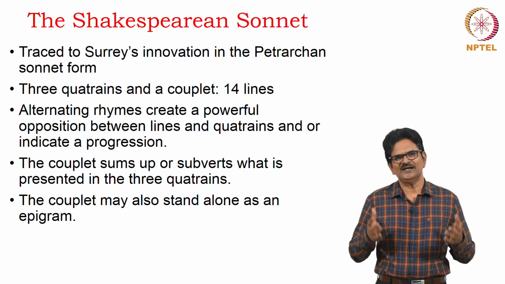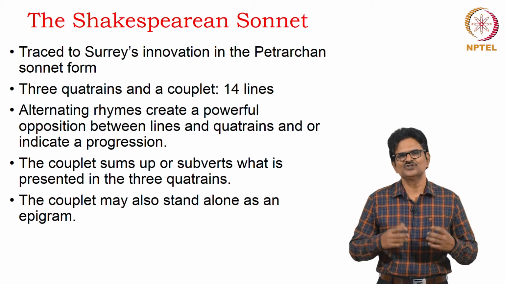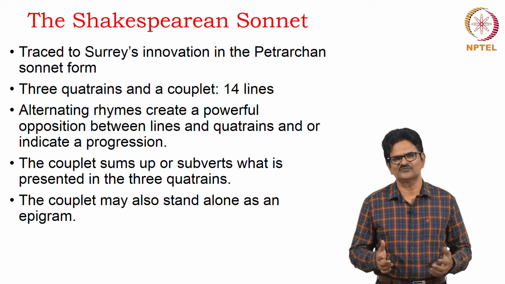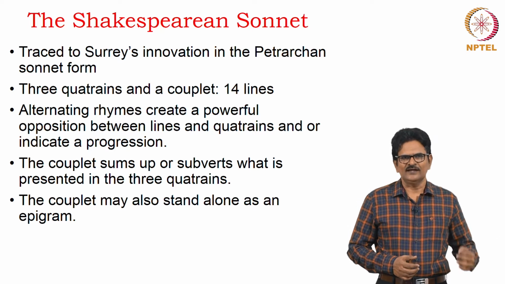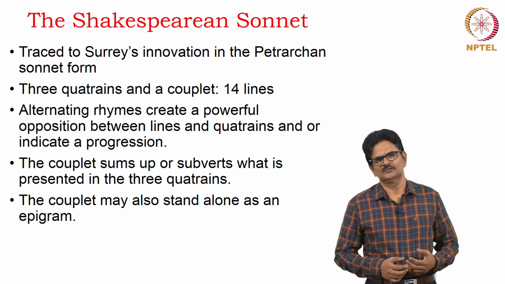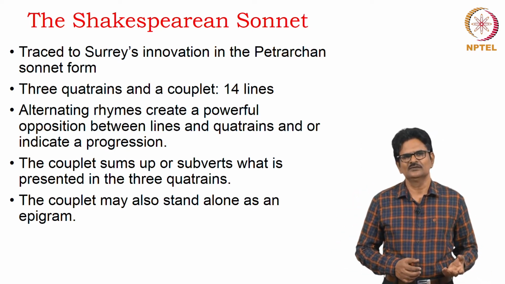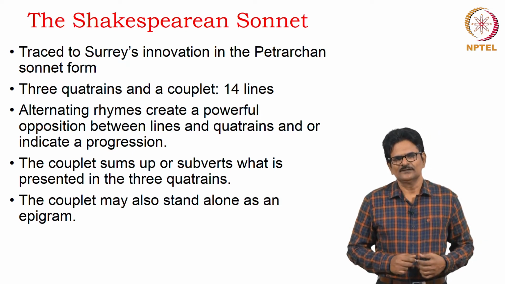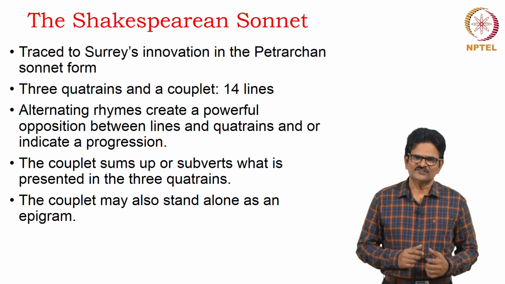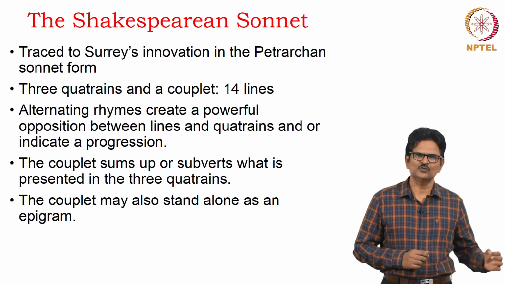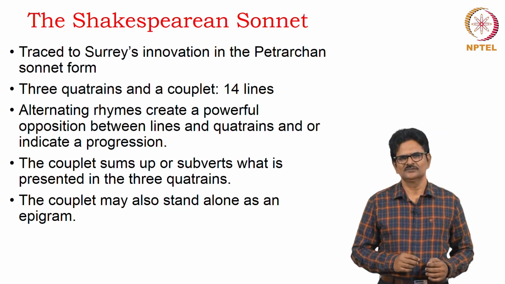When Shakespeare attempted his sonnets, he chose to follow the sonnet form introduced by the Earl of Surrey way back before 1557 through Tottel's Miscellany. This particular format has 3 quatrains and a couplet, with 14 lines.